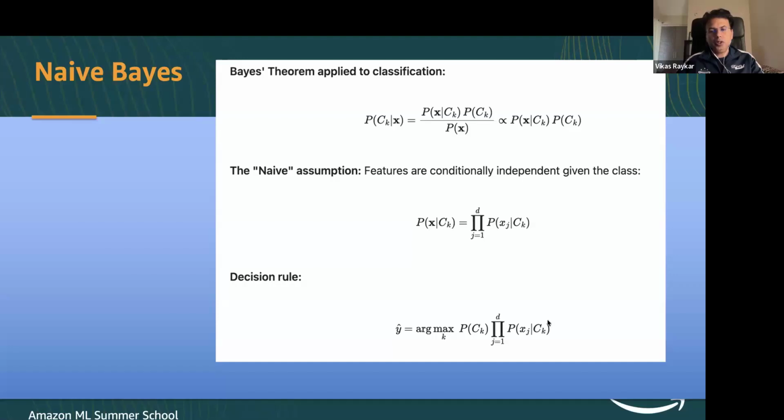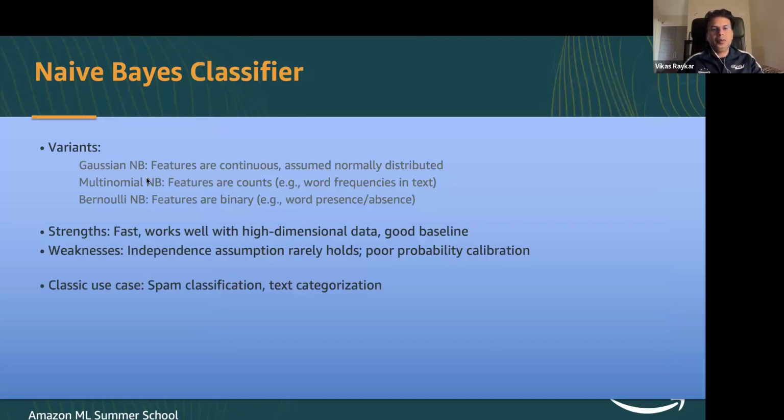Based upon how you model probability of xj given ck, you have different variants. If the features are continuous, typically you can model each one as a Gaussian distribution, normally distributed, and then it's called Gaussian naive Bayes. If the features are counts, for example word frequencies in text, it is called multinomial naive Bayes. If features are binary, such as word presence or absence, then it is a Bernoulli naive Bayes.